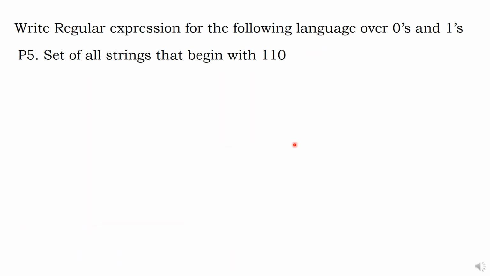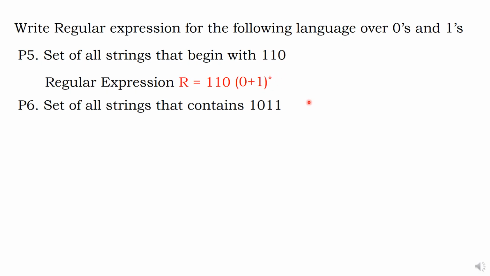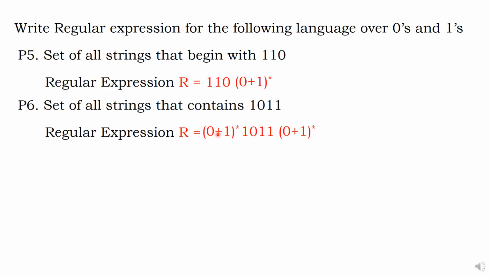Let us have the same problem with zeros and ones. Set of all strings that begin with 110. So beginning with 110, ending can be anything, 0 plus 1 star, which means any number of times is star. Set of all strings that contain 1011. Contains in the sense, substring in the sense, same meaning. Okay, it has. Starting can be anything, ending can be anything. Starting 0 or 1, so 0 plus 1 star. Ending also anything, 0 or 1 star.